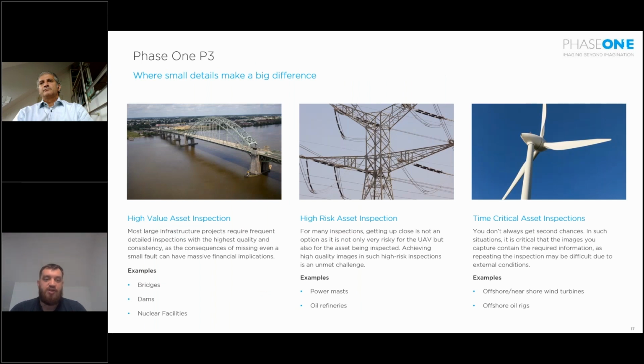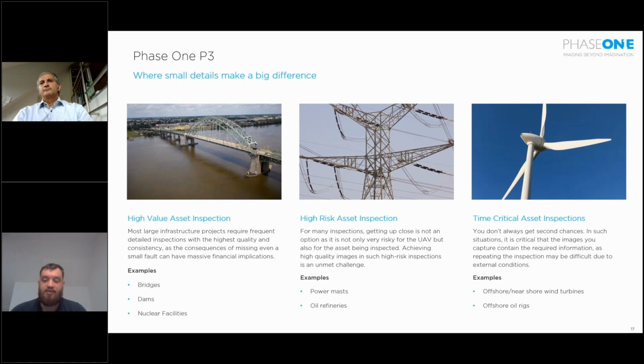Just some of the industries where we see that our P3 can be used are, for example, high value asset inspection. There we can mention examples of bridges, dams, and nuclear facilities. We can, of course, mention high risk asset inspection, for example, power masts and oil refineries. In the examples from Dr. Khalid, you could see that just in one shot, you can capture the complete mast and there is no need for stitching multiple images. Even in one picture, you can see all necessary details.